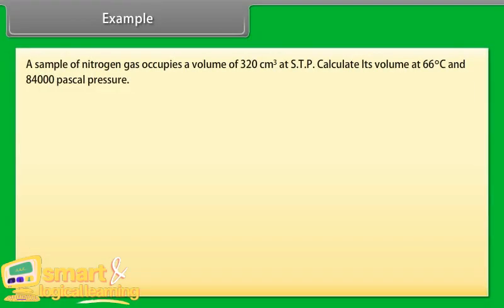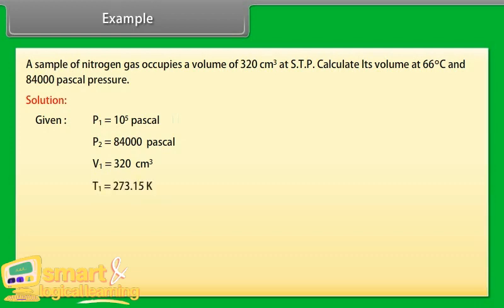Example: a sample of nitrogen gas occupies a volume of 320 cm³ at STP. Calculate its volume at 66 degrees Celsius and 84,000 Pascal pressure. Solution: given P1 is equal to 10^5 Pascal, P2 is equal to 84,000 Pascal, V1 is equal to 320 cm³, T1 is equal to 273.15 Kelvin, T2 is equal to 66 degrees Celsius, which is 66 plus 273.15 Kelvin, equal to 339.15 Kelvin. We have to find V2.